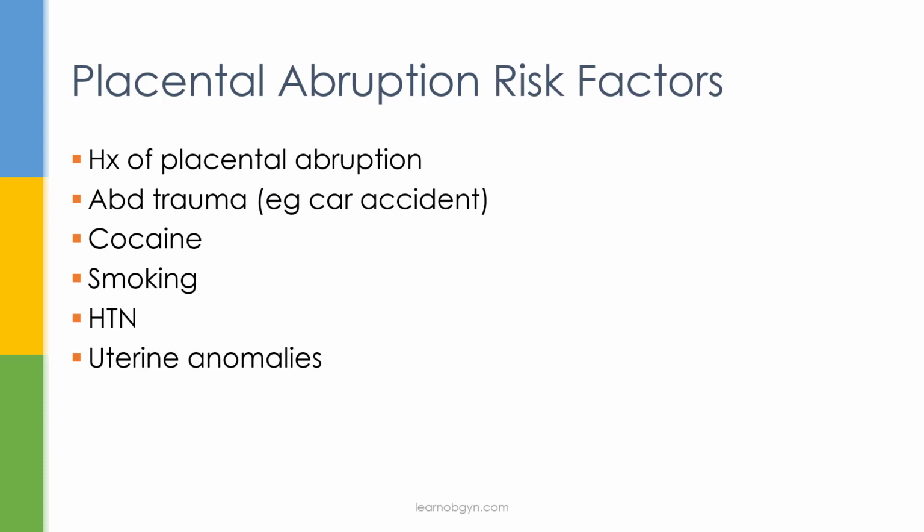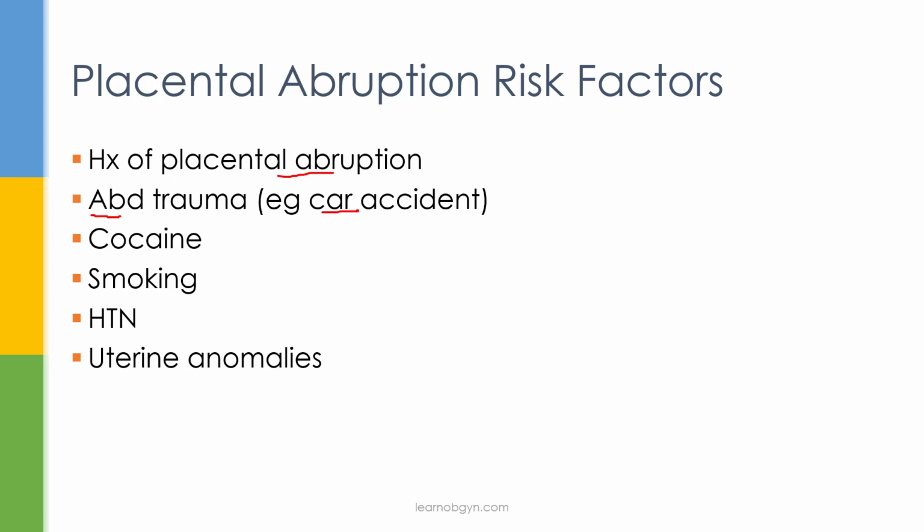Now let's review risk factors. Like with almost everything in OB, a history of prior condition is a risk factor for that condition. So for abruption, if a patient has had a history of placental abruption in the past, they're at increased risk of having abruption again. The other things include abdominal trauma, most typically from a car accident. The rapid acceleration and deceleration affects the myometrial lining of the uterus and the placenta differently, leading to a shearing differential, causing the placenta to sometimes abrupt or tear off from the lining.